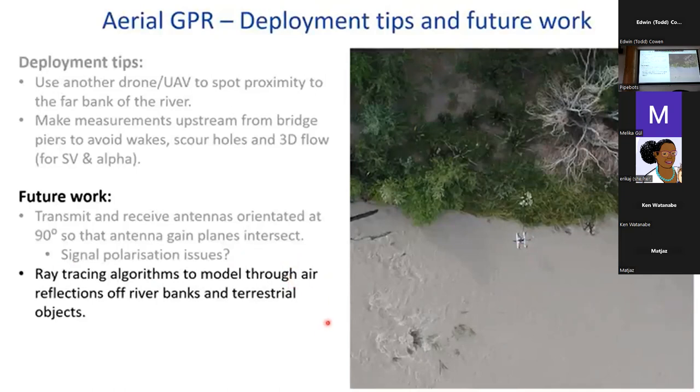More detailed work we're looking at though is developing ray tracing algorithms to model the through air reflections of riverbanks and terrestrial objects. The idea is if you survey the site first, with LiDAR or most likely RGB cameras and structure from motion, we should be able to actually model the through air GPR transmissions and reflections, then subtract those from the recorded data to improve data quality near the banks.